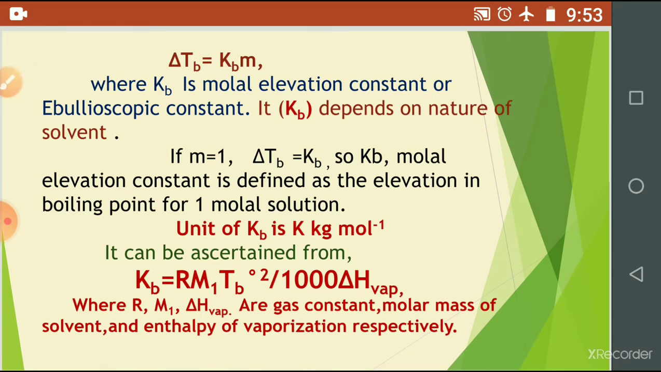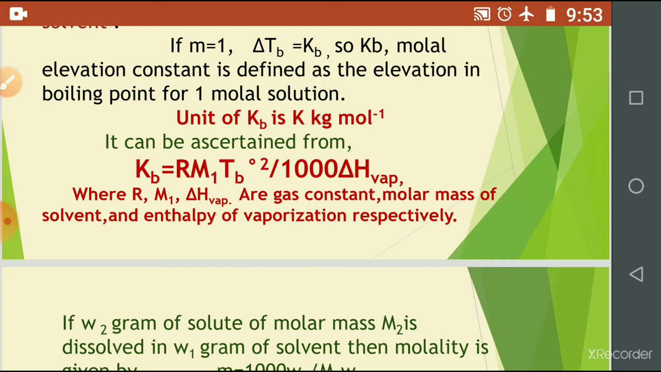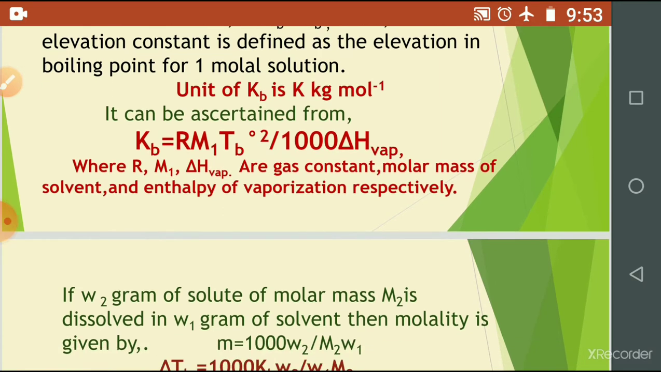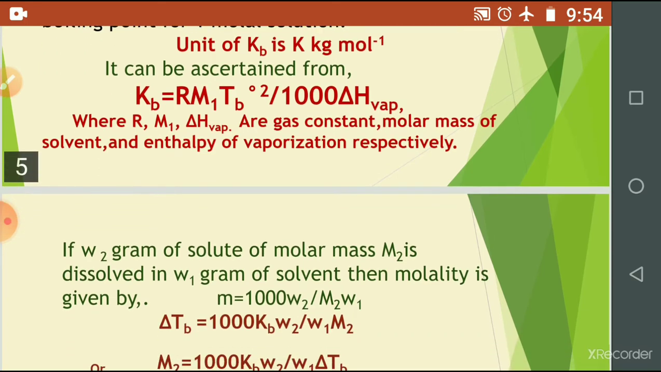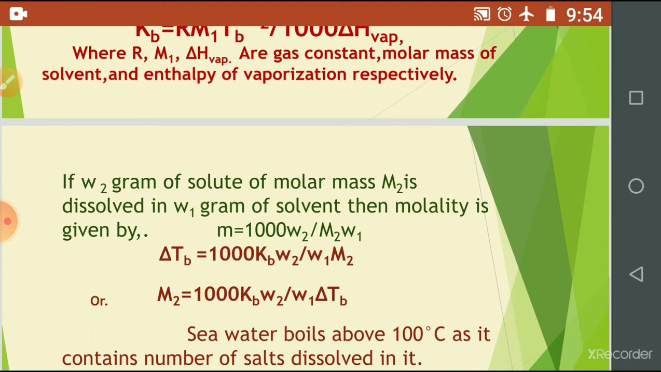From different experiments, it has been ascertained that Kb is equal to R M1 (Tb°)² divided by 1000 into ΔH of vaporization, where R is the gas constant, M1 is the molar mass of the solvent, ΔH vaporization is the enthalpy of vaporization of the solvent, and Tb° is the boiling point of the pure solvent.